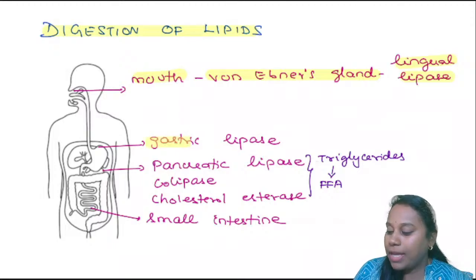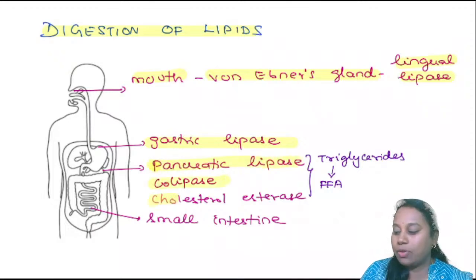In the stomach, gastric lipase. In the pancreas, the enzymes are pancreatic lipase, co-lipase and cholesterol esterase, by which triglycerides are converted to free fatty acids. And they enter into the small intestine.